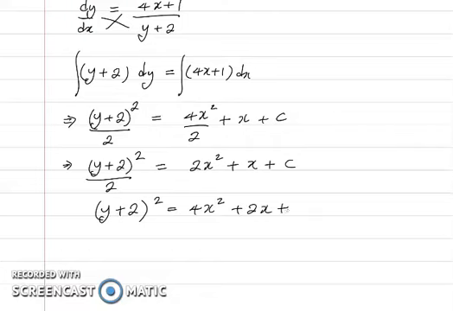times c. C is a constant. If I multiply it by 2, I'm going to get another constant. So I'm just going to replace the constant 2 times c with another constant d.